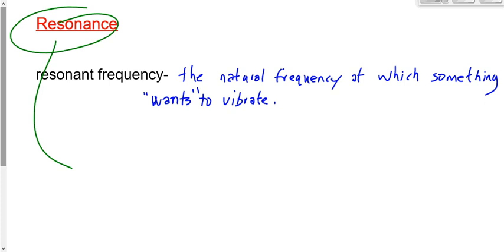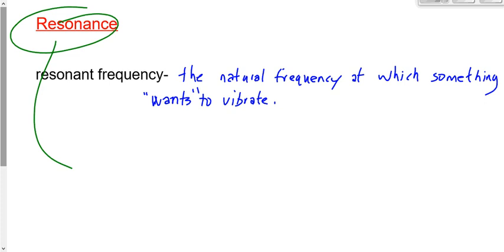Now, resonance is a phenomenon whereby there is a force applied at a particular rate, at a particular frequency that corresponds to the resonant frequency. So in other words, if the resonant frequency is 10 hertz and I apply a force 10 times per second, then this phenomenon of resonance occurs. If I apply a force at 12 cycles per second, then you're not going to get resonance. Resonance occurs as a result of applying a force at the resonant frequency. And the effect of that is that the disturbance grows.